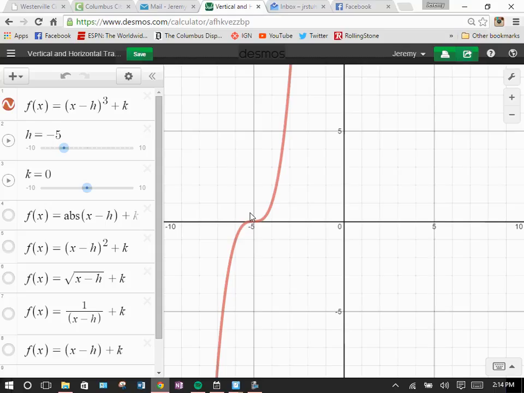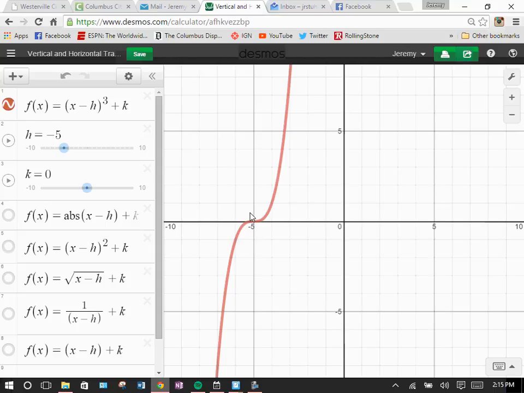And then here's my other question. Right now, what is the value of k? 0. It's on the x-axis, right? So really the equation for this graph right here would be x plus 5 to the third. You wouldn't have to put plus k, because k right now is 0, right?